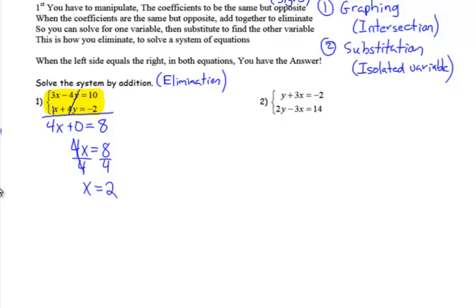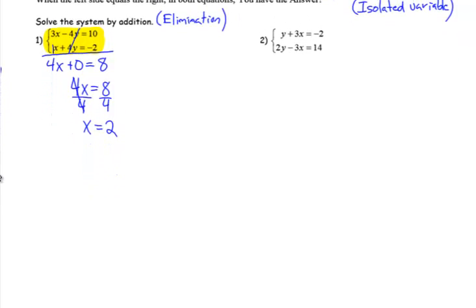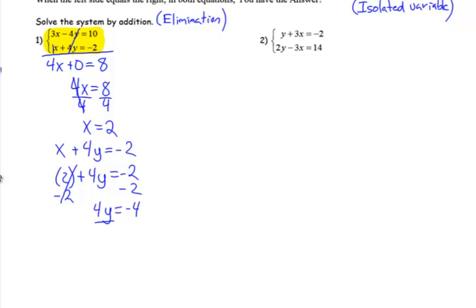Then substitute to find the other variable. Now here you can pick either one of the original equations. I'm going to pick the second one: x plus 4y equals -2. So I'm going to substitute 2 in for x, and now we're going to solve that. So we subtract 2, get 4y equals -4, divide by 4, and y equals -1. So the solution to the system is the point (2, -1).